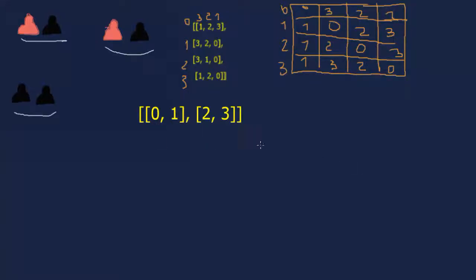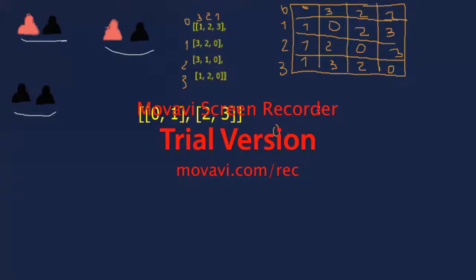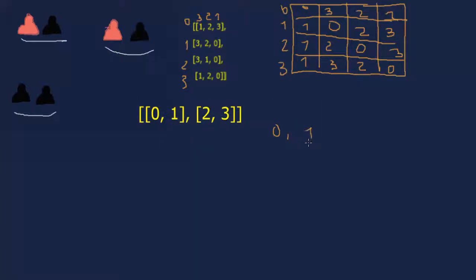So we go to 0, and it would be a weighted graph. So 0, and the pair is 1, and the weight, what is the weight? We go to 0, 0, 1 is 3, and the weight is 3.